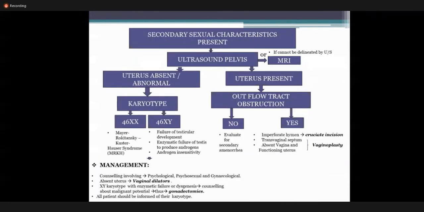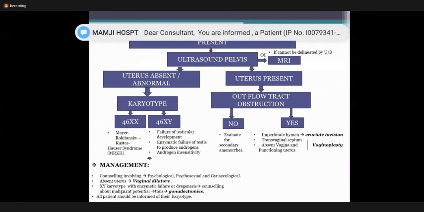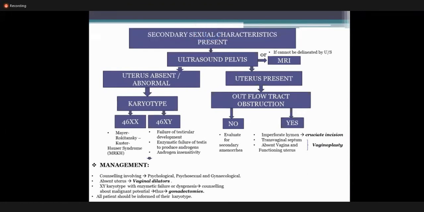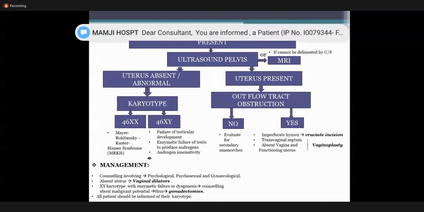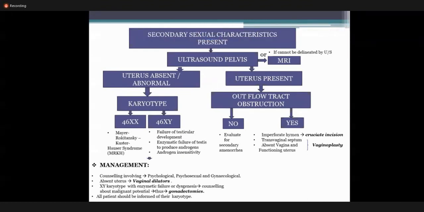The second investigation required is ultrasound pelvis. See if the uterus is present or absent. If the uterus is absent or abnormal, like streak, go for a karyotype. If it's 46XX with the absent uterus, it may be Mayer-Rokitansky-Küster-Hauser syndrome. If it's 46XY karyotype, then it may be testicular. It may be androgen insensitivity, or there is testicle development and you have to search where the testicles are, or there may be some enzymatic failure in the testes.